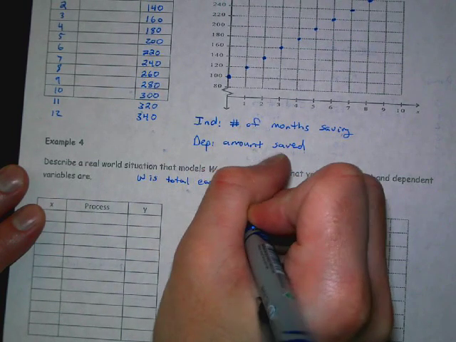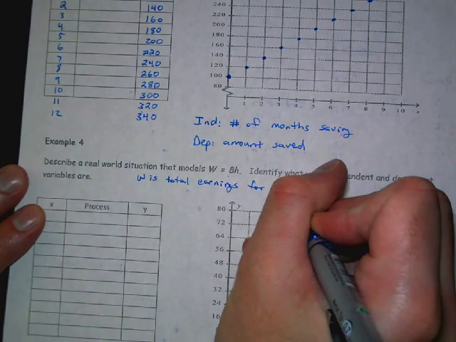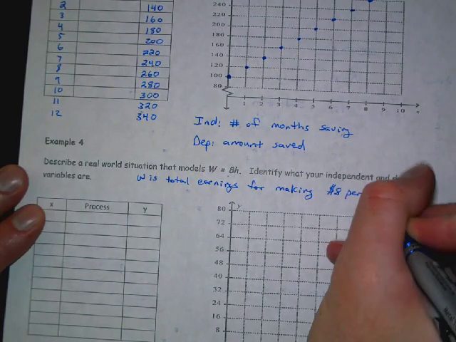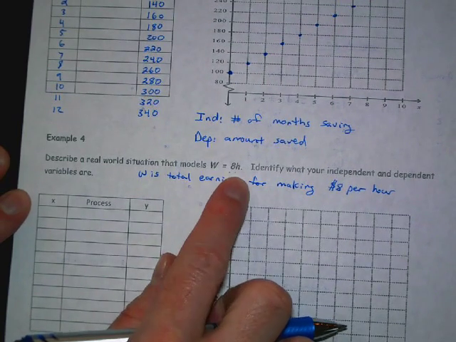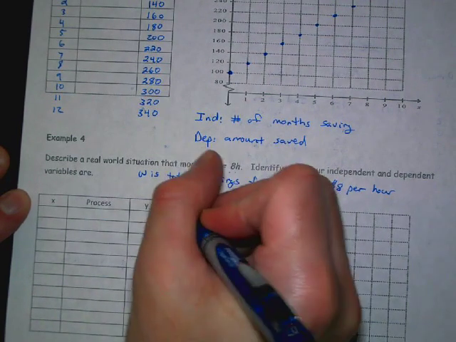So we could say W is your total earnings for making $8 per hour. Okay, so there's a million different scenarios you can come up with. Usually, if you talk about money and hours worked, that's a pretty easy one to come up with. But you can come up with anything where you're multiplying 8 by something, it gives you total. You could say you're doing 8 math problems per hour, and then W would be the total number of math problems you did after so many hours. You can make it really anything.